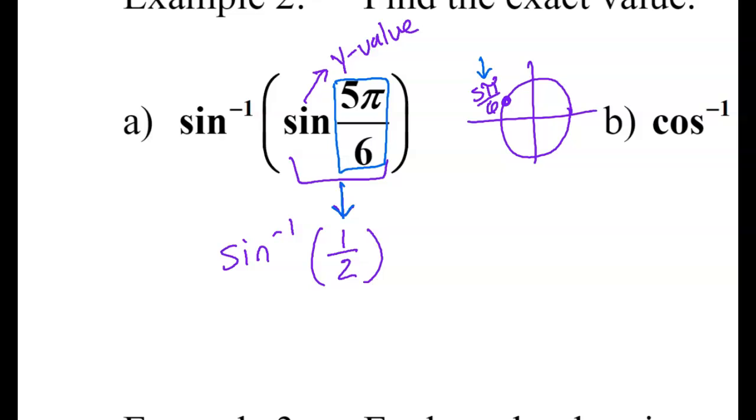Yes, Kate. 5 pi over 6 is not in my restricted domain for sine. So I need to find another angle that has a y value of 1/2. Yes, Samantha, I agree. This has a y value of a half. And is it, oh, I wrote 5 over 2. Is that in our restricted domain for sine? Yes. So this is our answer, and I'm done.